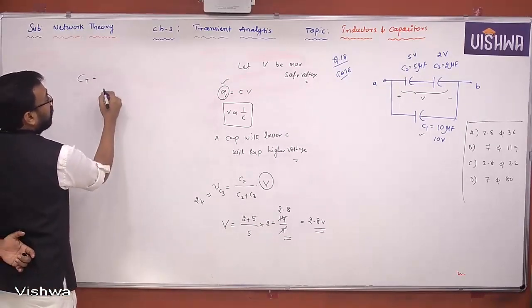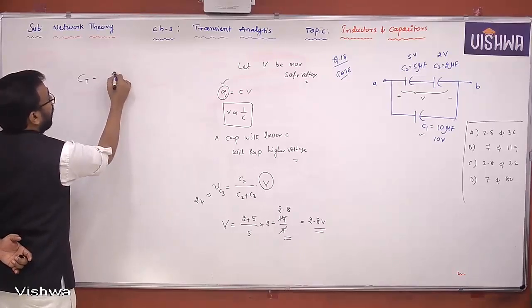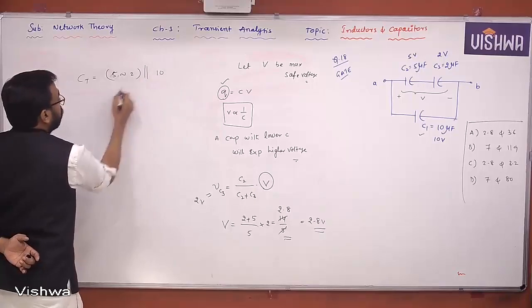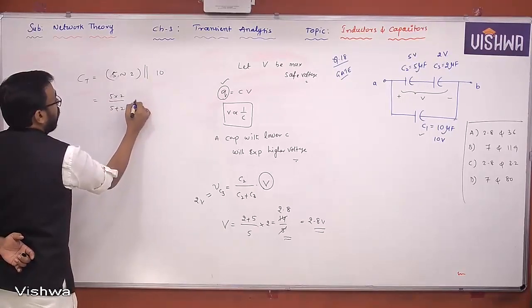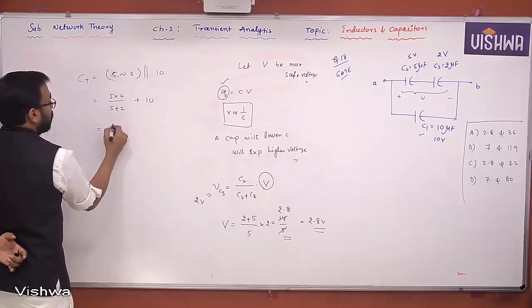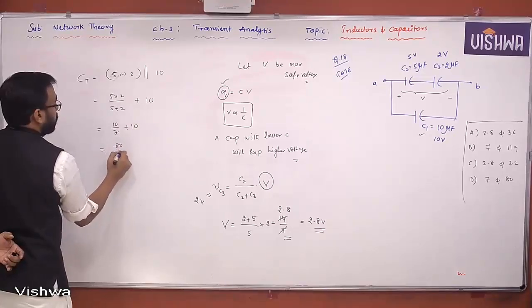Now, corresponding to this, the total equivalent capacitance can be determined. What is that here? C2 and C3 are in series. What is that value? 5 in series with 2, and then in parallel with 10. So 5 into 2 by 5 plus 2, plus 10, because in a parallel combination you can add the capacitors. So this is 10 by 7 plus 10, that is 80 by 7.